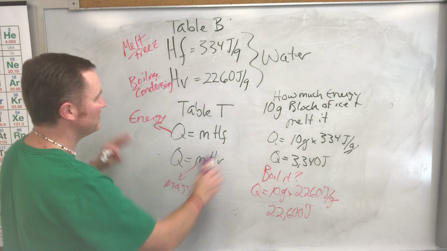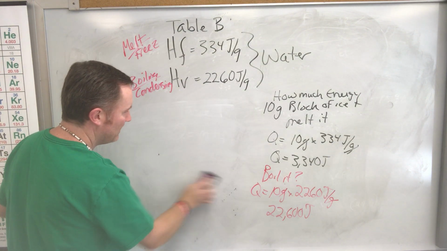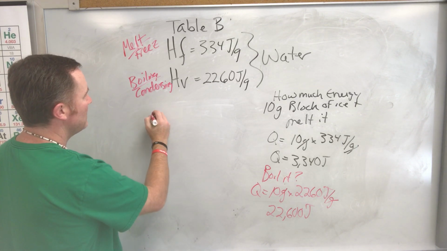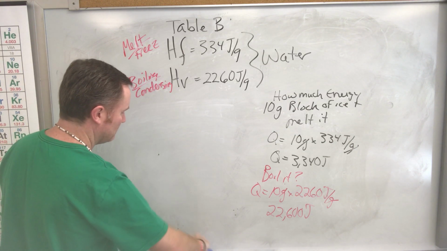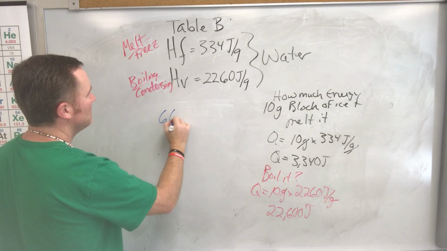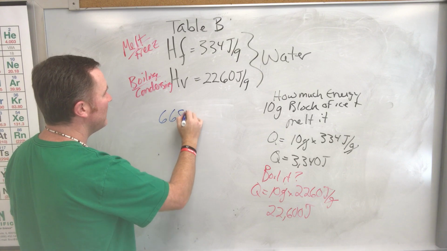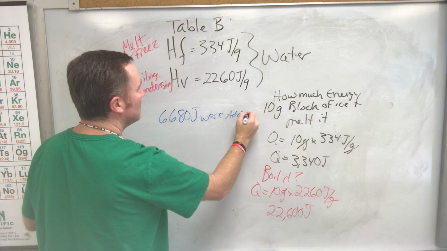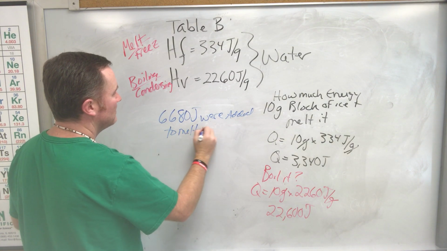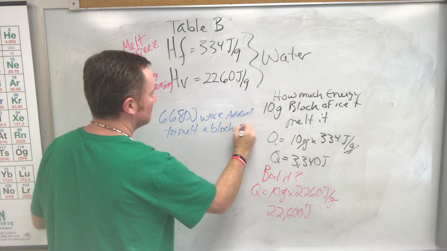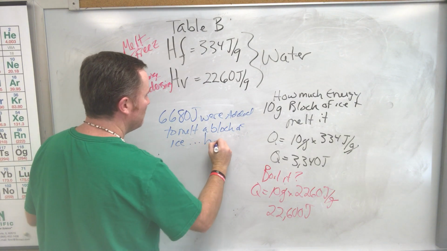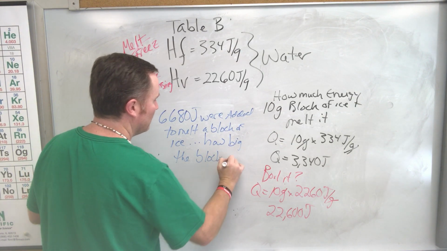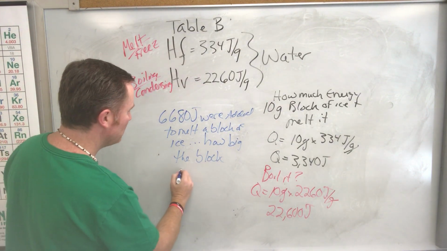So it might say, how big was the block of ice? So let's say, for example, I'm just going to erase my formulas, and again, we'll try to stick with simple math. It says, let's see, 6,680 joules were added to melt a block of ice. How big was the block? Okay, now we're just solving for a different piece here.